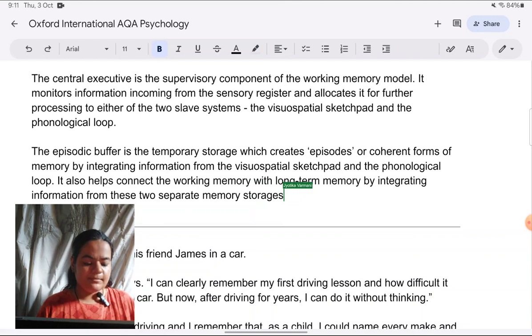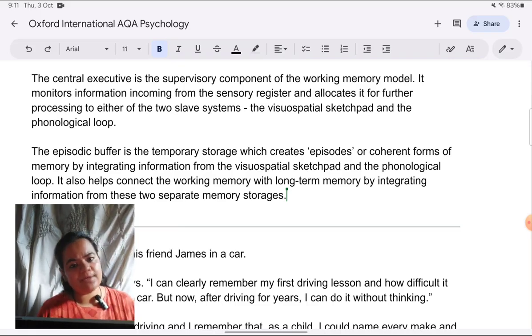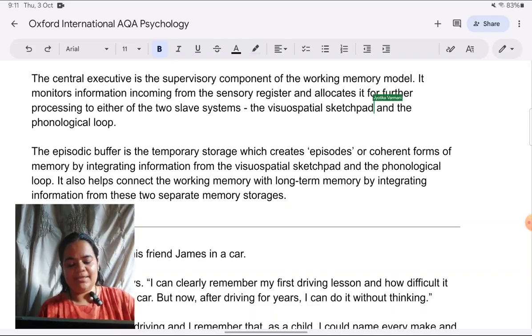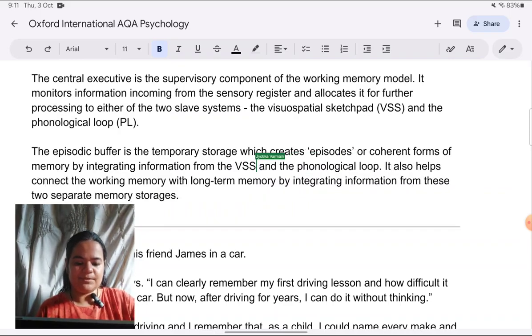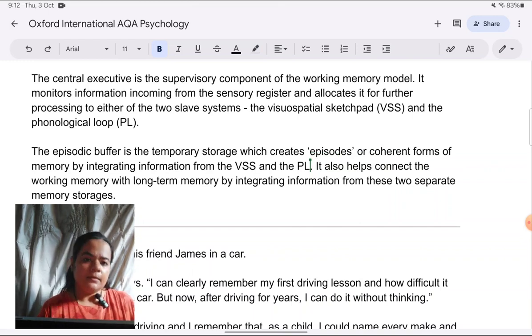A minor point here, but in case you want to use abbreviations such as VSS for the visuospatial sketchpad and PL for the phonological loop, just to be able to write faster. In that case, at least once you must give the full form, then write in the bracket VSS and PL, and from then onwards, instead of writing the full forms, you could use those terms, but make sure to explain once what you mean by VSS and PL.